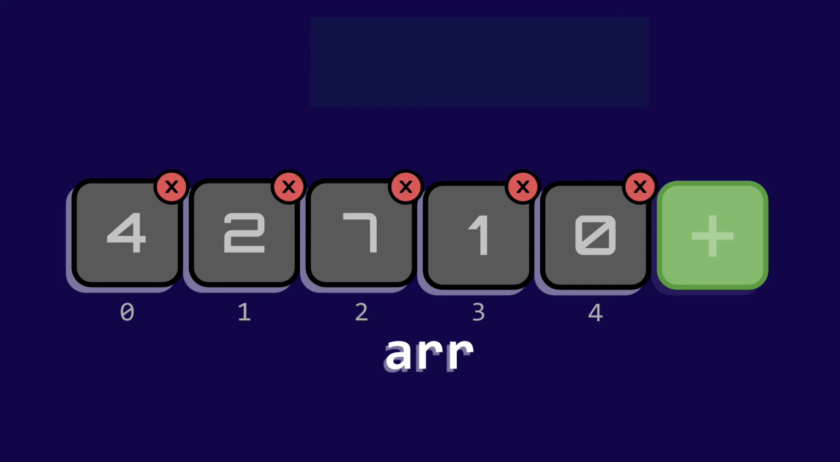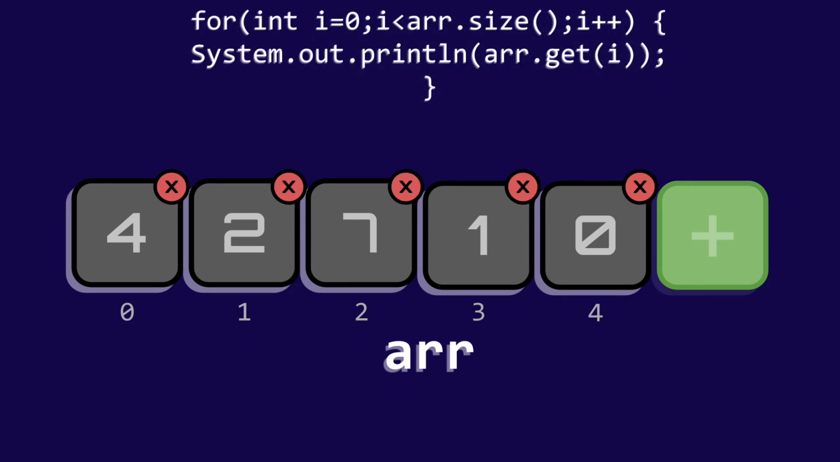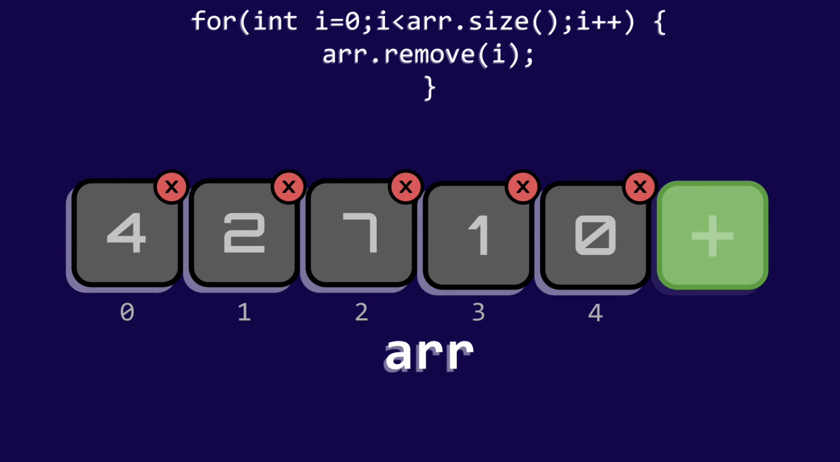Here's a trap that you could easily fall into while working with array lists. Let's say you want to remove every item in an array list. You'd think you can just take the loop we wrote for the last part and replace the get method with the remove method, but you'd be wrong. Let's loop through and see what the issue is.